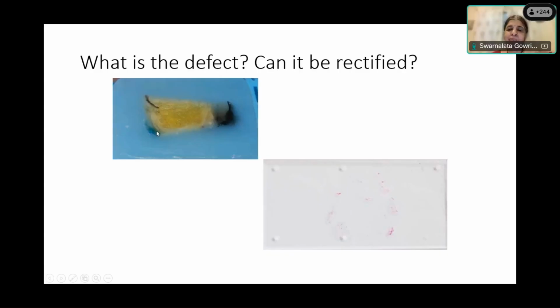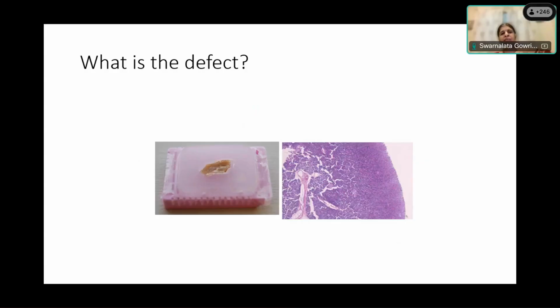You can reverse process, which means you go from xylene back to xylene, and then go back in descending orders of alcohol. You first start with absolute alcohol, then 90, then 80, then get into water. Once it's in water, go back to formalin, keep it in formalin for some time, and process it again. It's not going to be as good as if it had been done well the first time, but nevertheless, you will be able to get some morphology and you may be able to make a diagnosis. So this is called reverse processing.